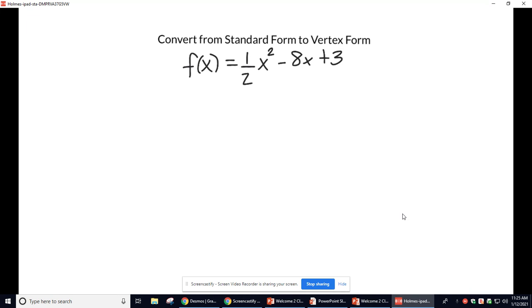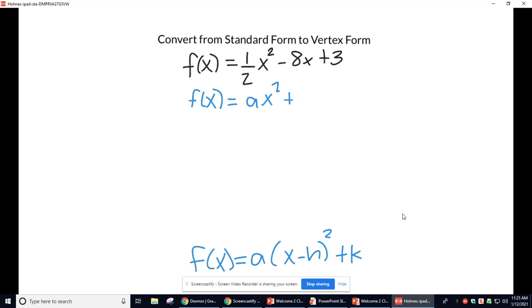Here we're going to start with converting it from standard to vertex. Okay, so what I like to do is I like to know where it is that I'm going with this problem. So I always write down my end result at the bottom. I want to convert it in this notation. Now, this equation that we've been given right now is written in standard form. So it looks like this. Okay, it's written in this form.